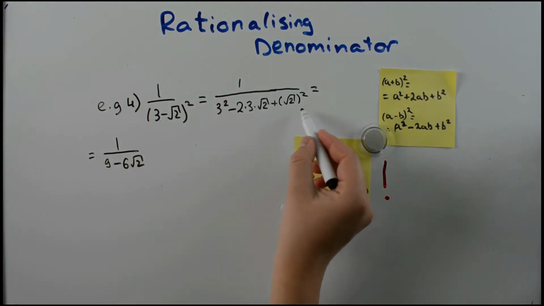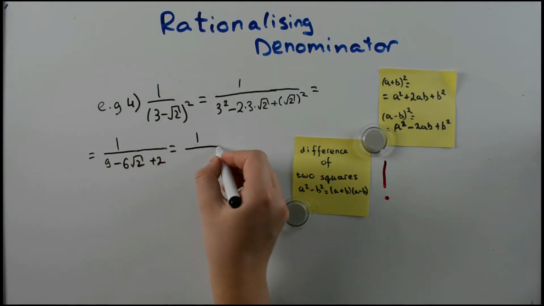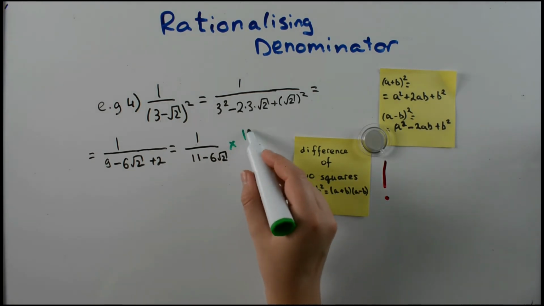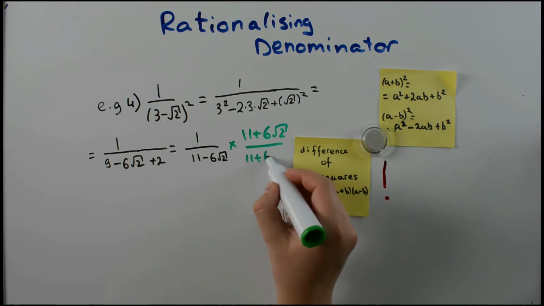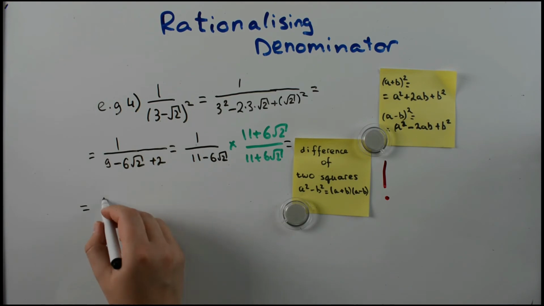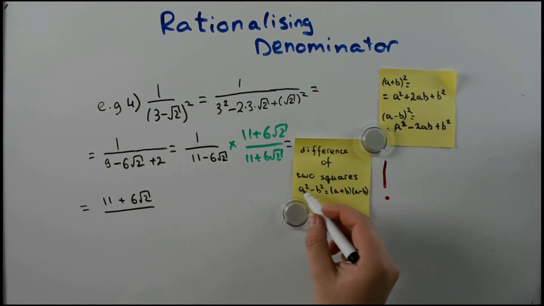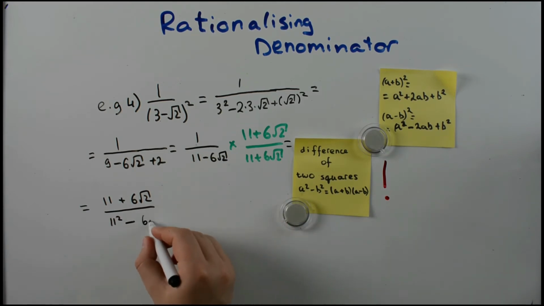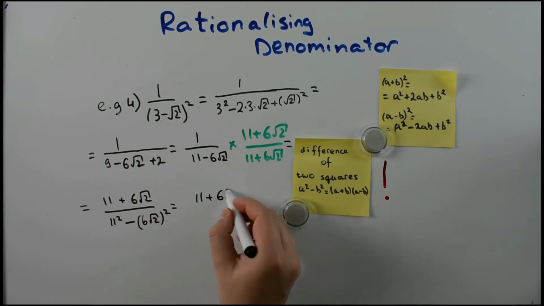So as you can see, it becomes 1 over 11 minus 6 square root of 2, and now we can rationalize our denominator. Times it by 11 plus 6 root 2 over 11 plus 6 root 2, and the numerator stays the same as we times it by 1, and the denominator is going to become 11 squared minus (6 square root of 2) squared. So the denominator needs to be simplified further.